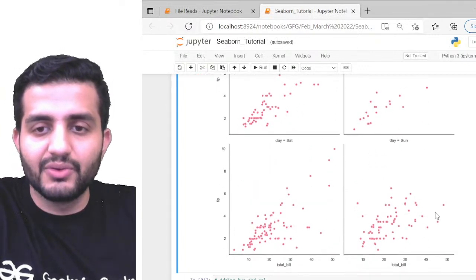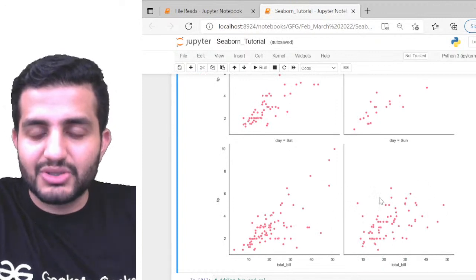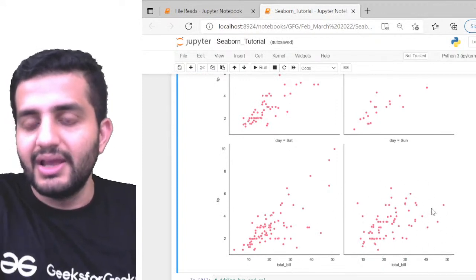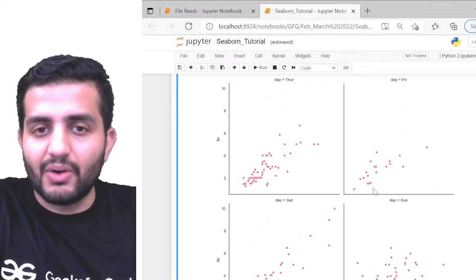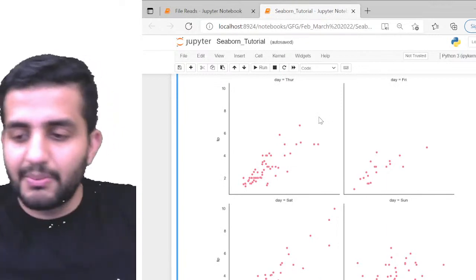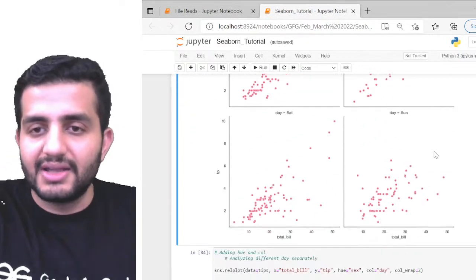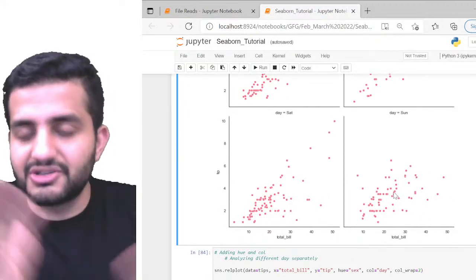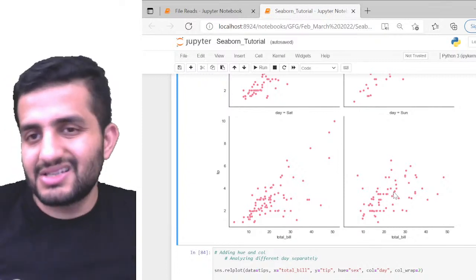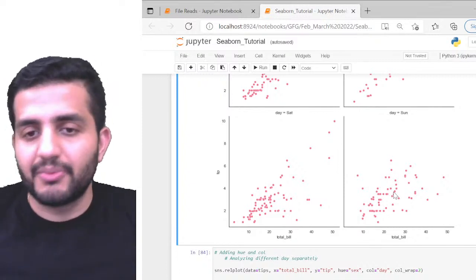You can see, compared to Saturdays and Sundays, they're the majority of my outliers. Sundays are the majority of my outliers. There's no relation at all, right? It's all haphazard data. But on Thursday, there's a very strong correlation. As long as my bill is increasing, my tip is increasing, right? It's a very strong correlation on Thursday. But on Sunday, the data is very haphazard. It's all distributed everywhere. There's no correlation at all, right? So this is the kind of information we look for in the data.